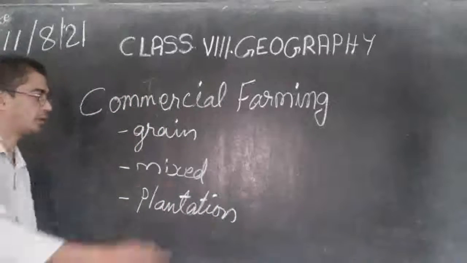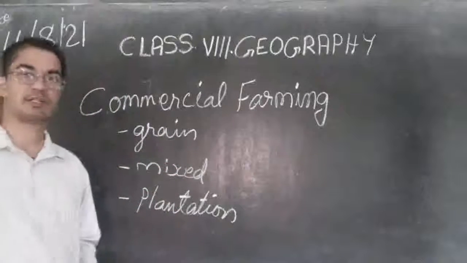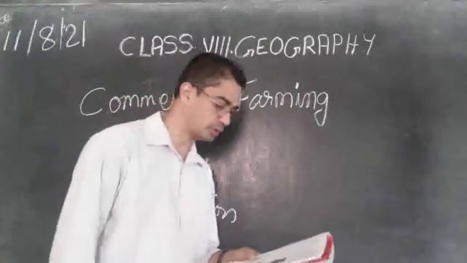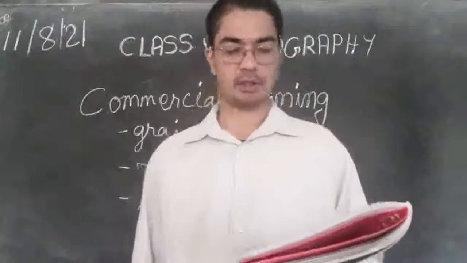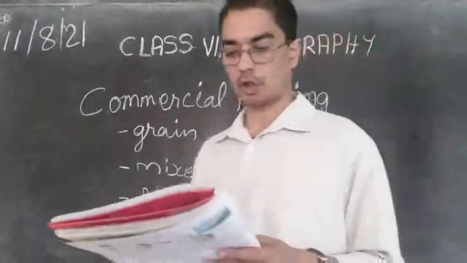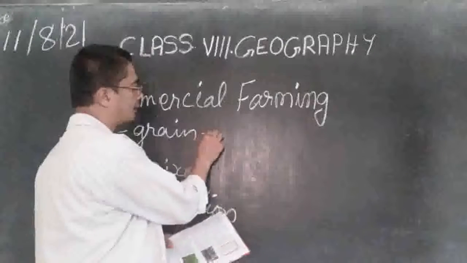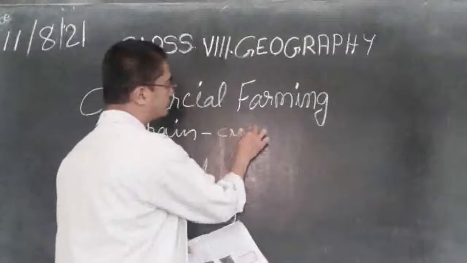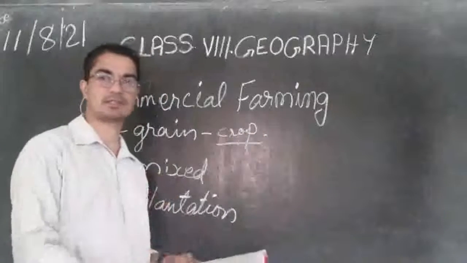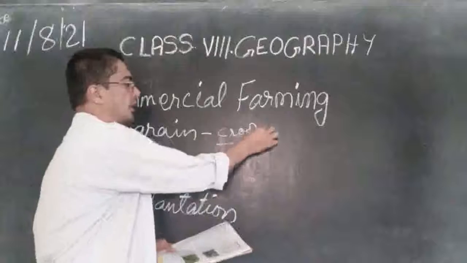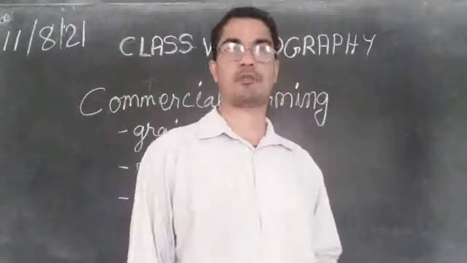So let us see one by one. What is grain farming, what is mixed farming, what is plantation agriculture, and so on. So in commercial grain farming, crops are grown for commercial purpose. Here we cultivate only crops, maybe rice, wheat, other pulses, and so on. So only crops are cultivated in this commercial grain farming.